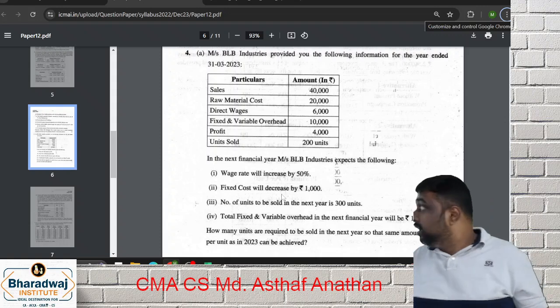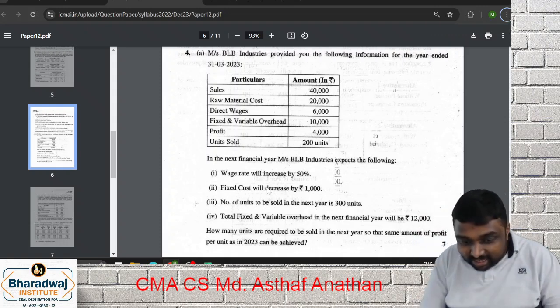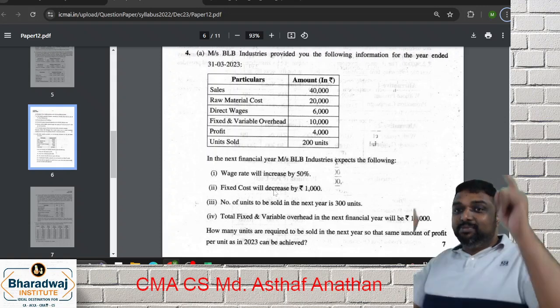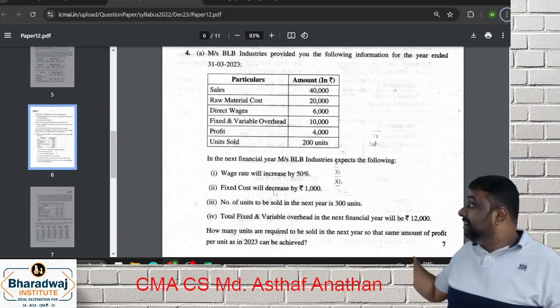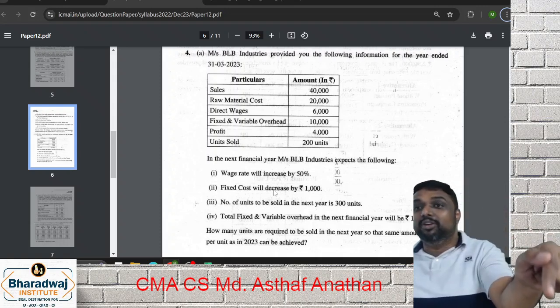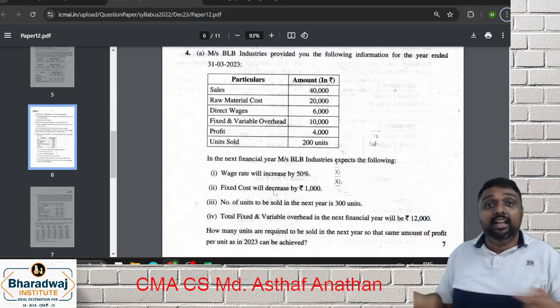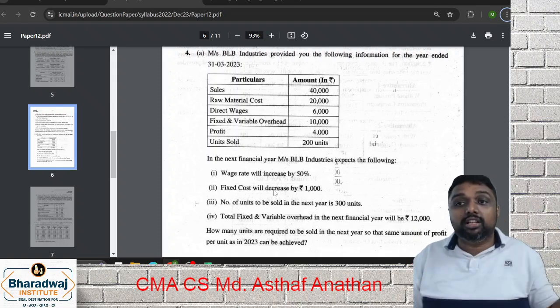My dear friends, now we did it for fixed cost increase by. Now I change the question, fixed cost decrease by. Actually, I read it wrongly. We did the answer for fixed cost increase by, so you got one more method. The fixed cost increase by, what is the answer? 360.